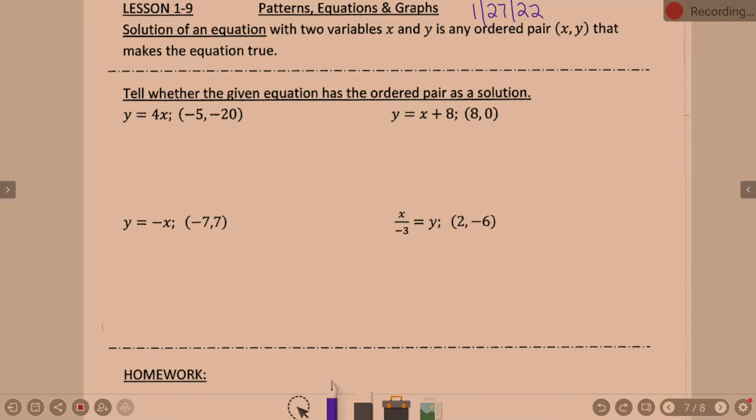A solution of an equation with two variables, x and y, is any ordered pair. So when we talk about a solution of an equation, we're talking about an ordered pair. An ordered pair being parenthesis x comma y parenthesis, right? If it is a solution to the equation, it makes the equation true. We did a little bit of this last week.